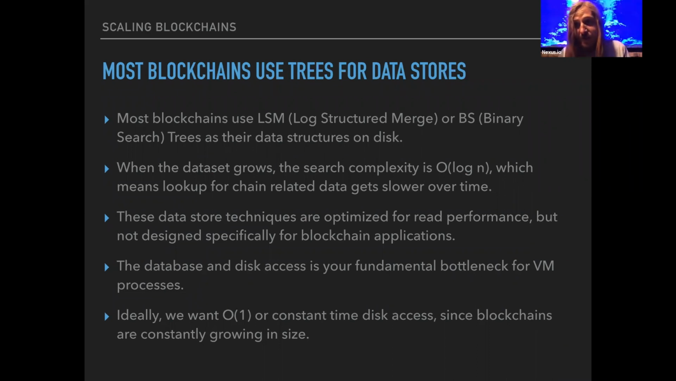So as the data set grows, the search complexity is logarithmic. Like I was saying, 1 million keys is about 17. And then you keep going up and it'll go 18, 19, 20, and you'll still be able to get a large data set, but you still are adding these disk seeks ad infinitum. You just continue to add more and more disk seeks. They're not constant time. So these data store techniques are optimized for read performance, but they're not designed specifically for blockchains.